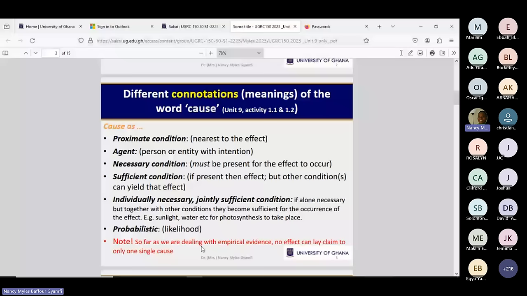Sufficiency, like I read, is that condition that if it is present, then it will give us the effect. But some other condition can also give us the effect, so it is not necessary to the effect. You see that it's only sufficient. Its presence is enough grounds to give us the effect, but some other condition could also give that same effect. Heart attack.